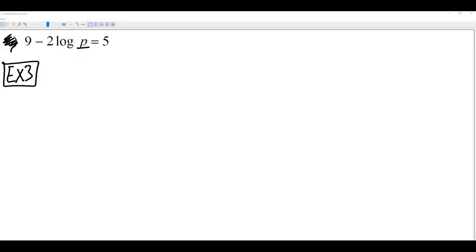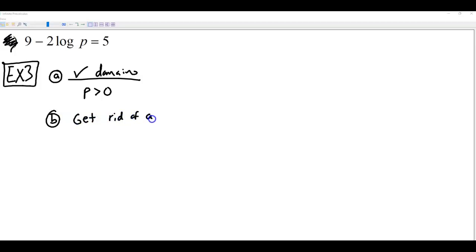This one has a p here instead of an x, but that's my argument. So for step A, let's check our domain, right? My domain is p has to be greater than 0. Step B, we want to solve this now. And so on this one, we want to get rid of the outside numbers first. By outside numbers, I mean the numbers that are not in the logarithm. So in this case, that would be the 9 and the 2. So I'll show you what I mean by that.